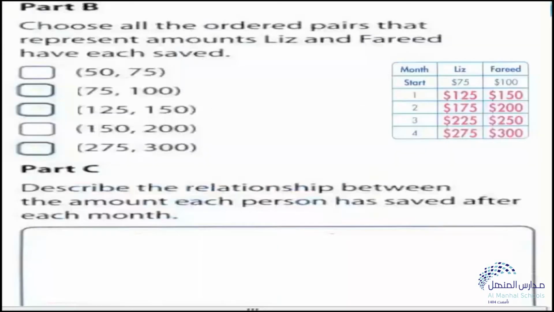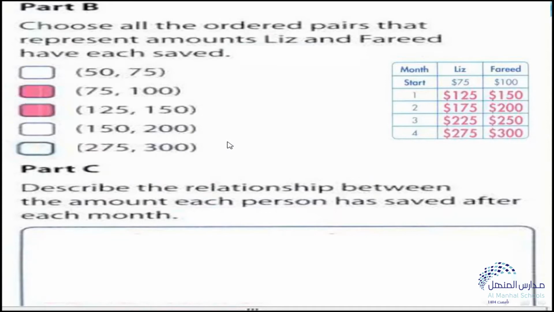Okay, part B. Here choose all of the ordered pairs that represent the amount Liz and Farid have each saved. So firstly, I have the table here. 50 and 75, no, that is not right for Liz and Farid, so I didn't choose that. After that, $75 and $100, yeah, that's it. Liz and Farid start with these amounts. Number three, I have 125 and 150. Yeah, that's it, I have it.